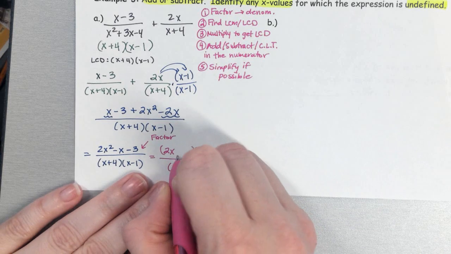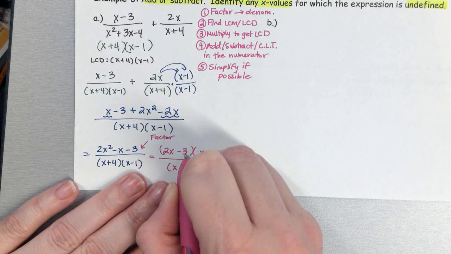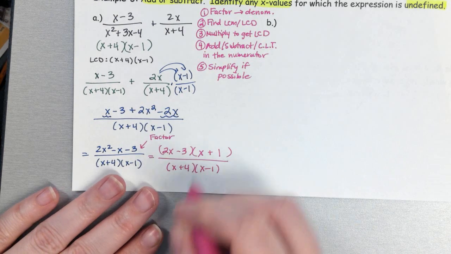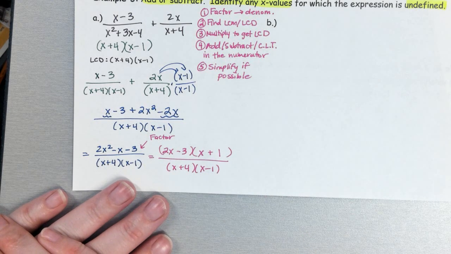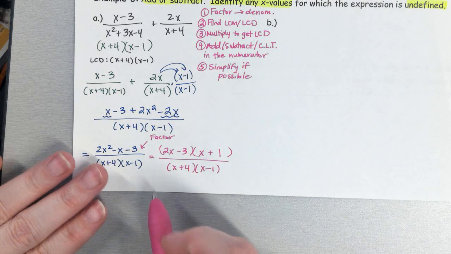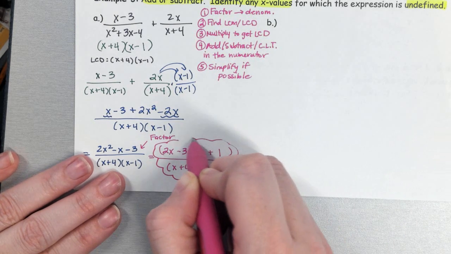What if I put -3 here? This would give me -3 inside. -3 times 1 is -3. 2 times 1 is 2. -3 plus 2, is that -1? Yep. Does anything cancel out here? Anything I can cancel? Nope. So this is going to be your final answer, and then you have to say what the restrictions are.